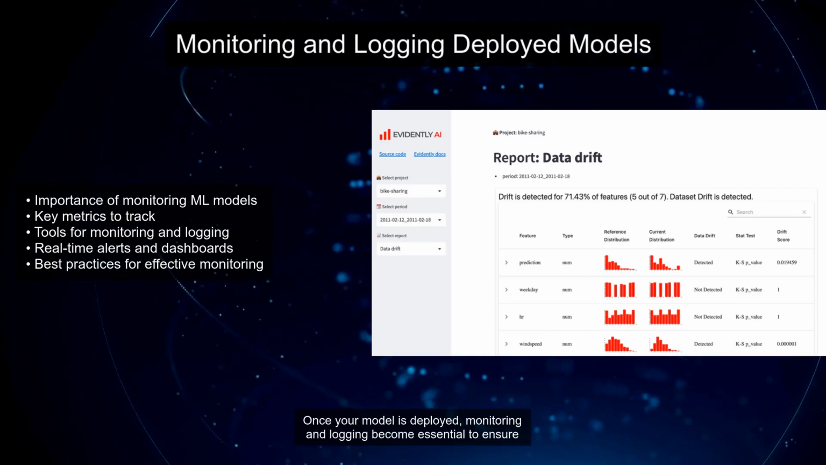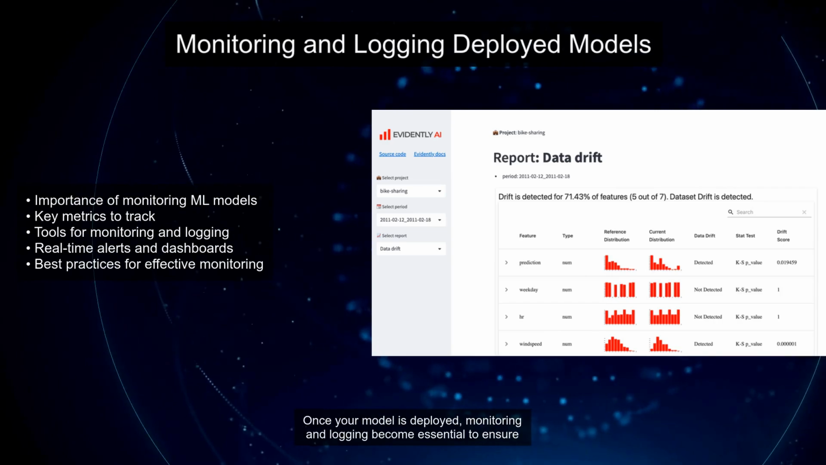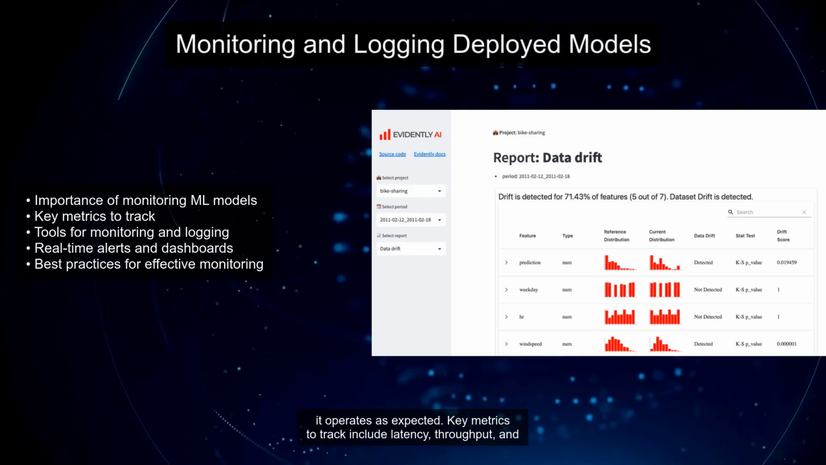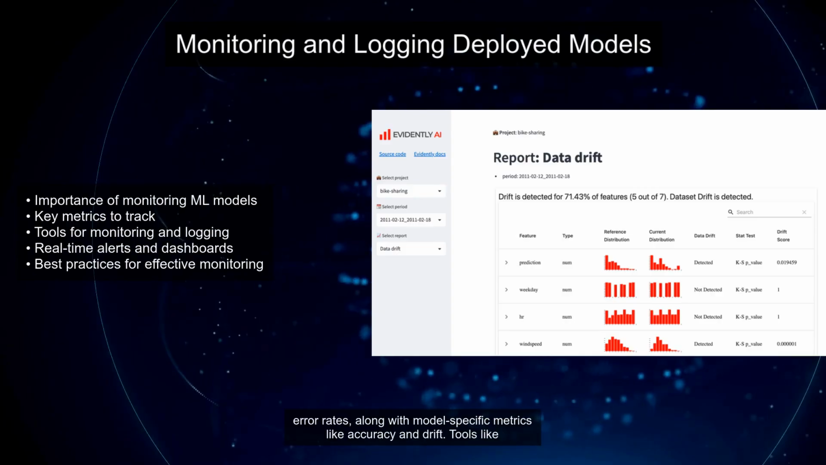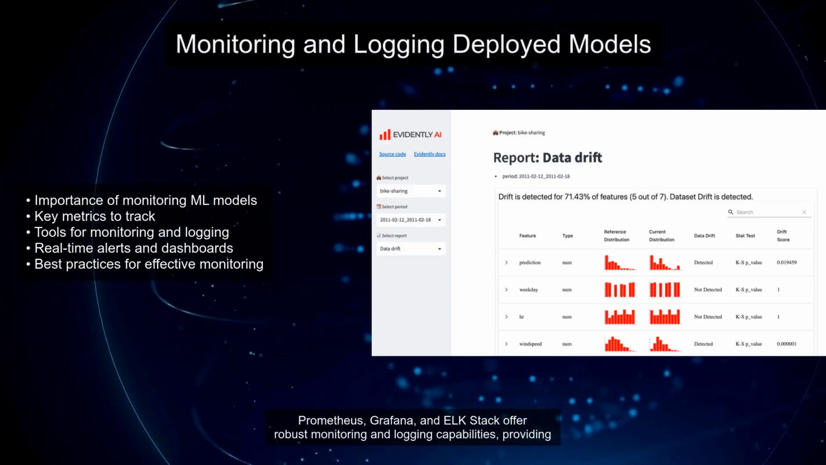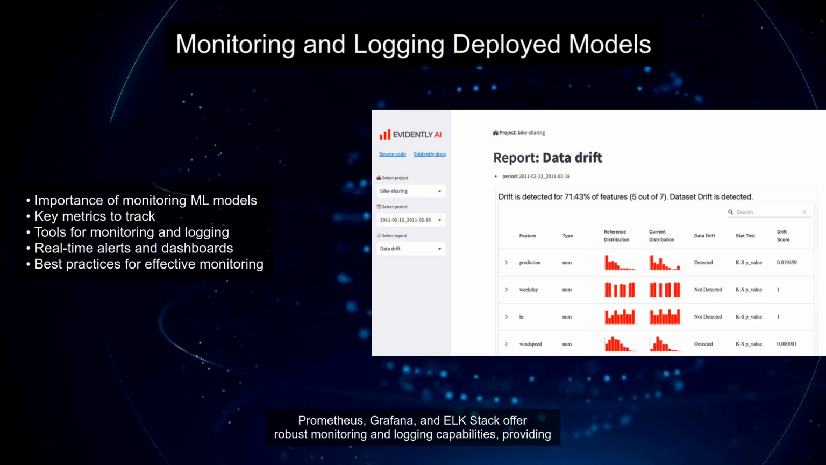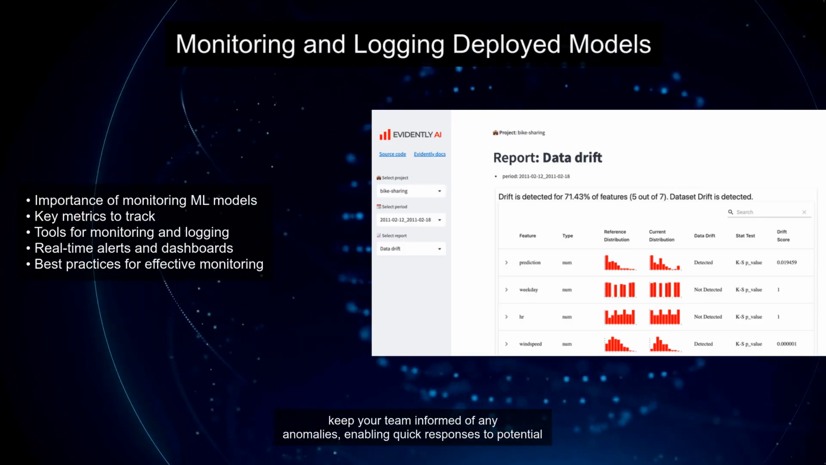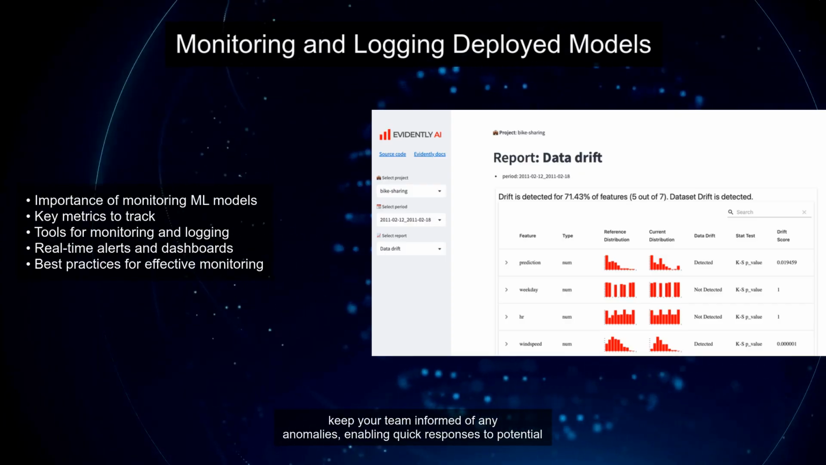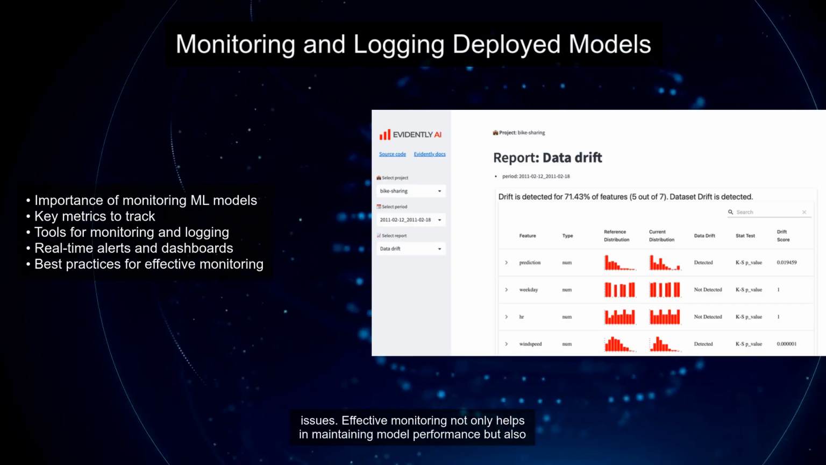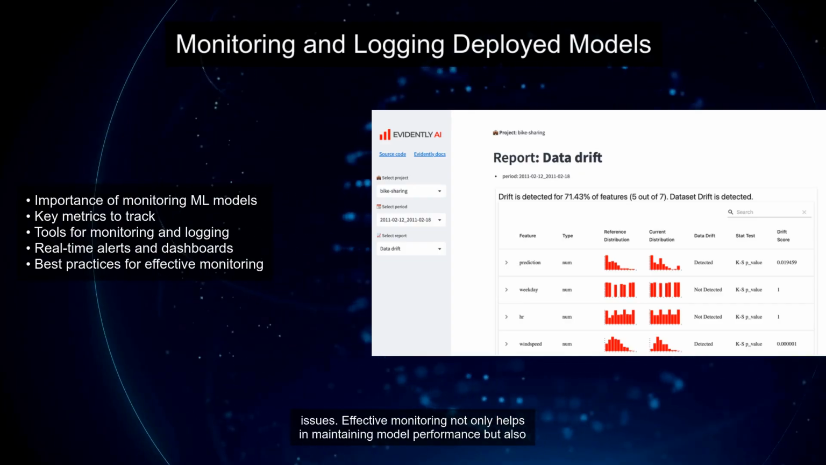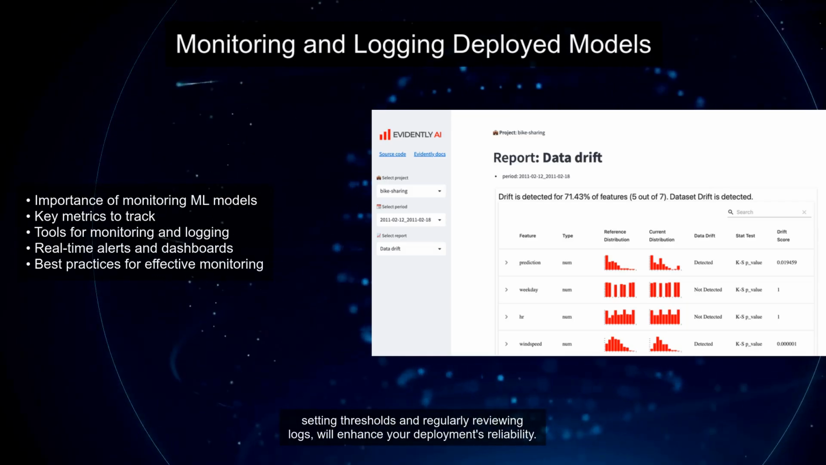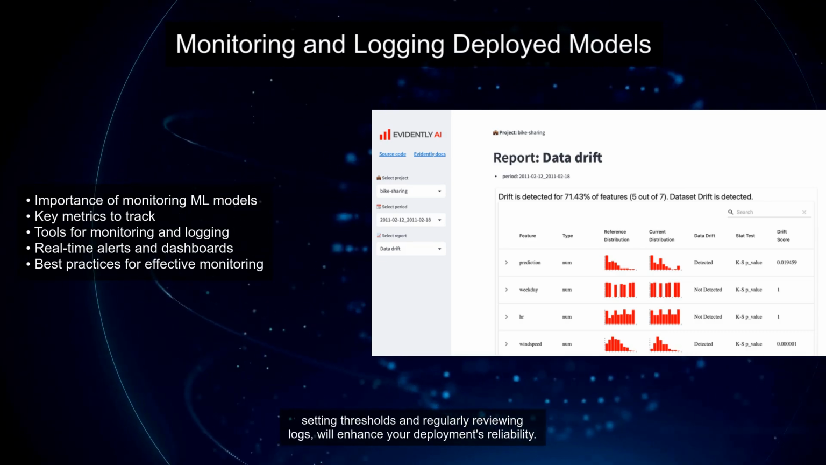Once your model is deployed, monitoring and logging become essential to ensure it operates as expected. Key metrics to track include latency, throughput, and error rates, along with model-specific metrics like accuracy and drift. Tools like Prometheus, Grafana, and ELK Stack offer robust monitoring and logging capabilities, providing real-time insights into your model's performance. Set up alerts and dashboards to keep your team informed of any anomalies, enabling quick responses to potential issues. Effective monitoring not only helps in maintaining model performance but also in collecting data for future improvements. Adhering to best practices, such as setting thresholds and regularly reviewing logs, will enhance your deployment's reliability.